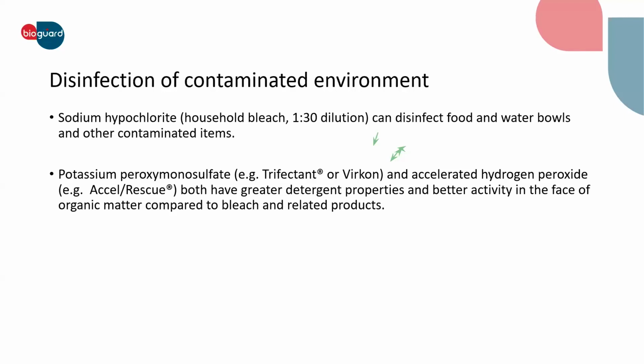It can disinfect the food and water bowls, because those may also carry circulating FPV or CPV virus, and also other contaminated items. Other disinfectants like potassium peroxymonosulfate or accelerated hydrogen peroxide can also be used. But of course, the easiest one is just household bleach, and it's very effective too.